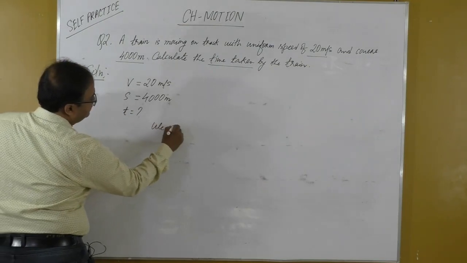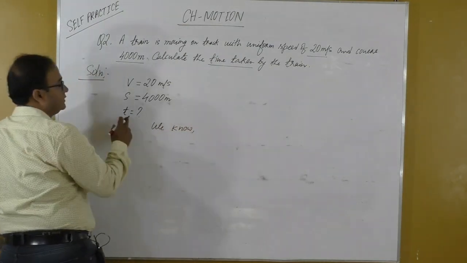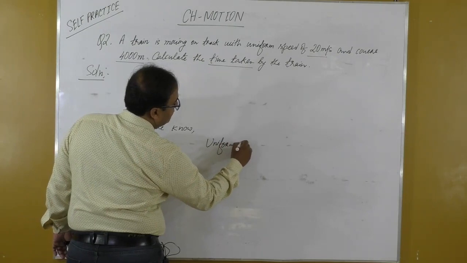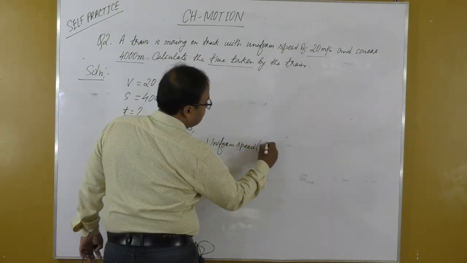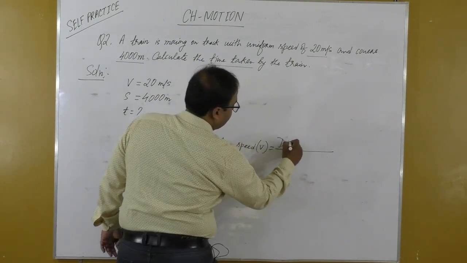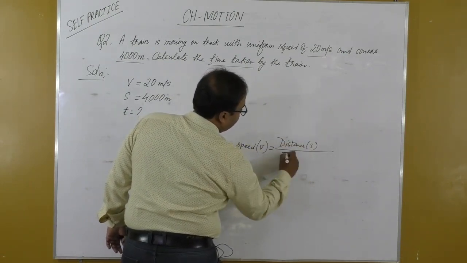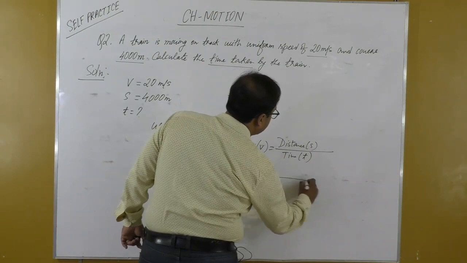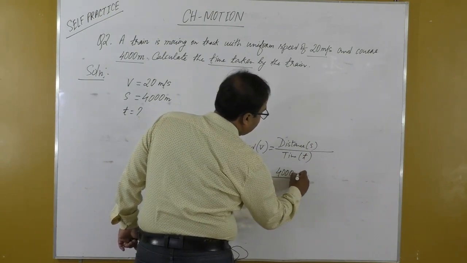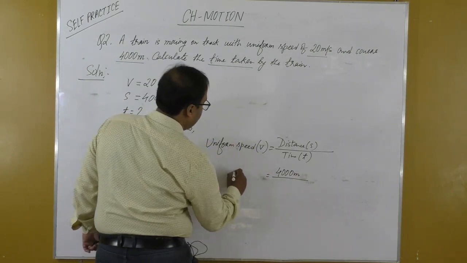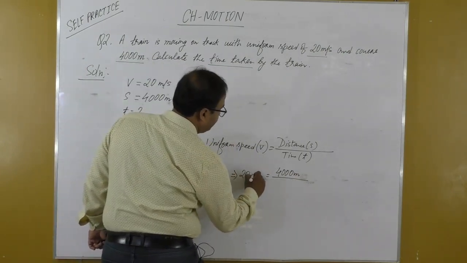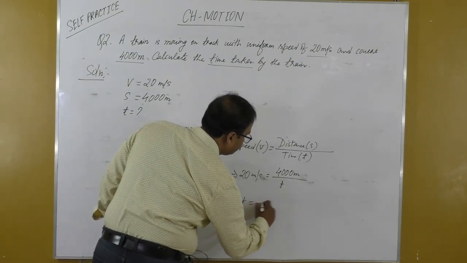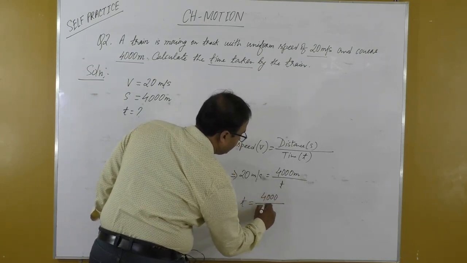We know the formula. What is the formula to calculate the time here? You know that formula for uniform speed is equal to distance covered by time taken. Distance covered here is 4000 meters. Uniform speed is given here 20 meters per second, and you are asked to calculate time. So T is equal to 4000 divided by 20.